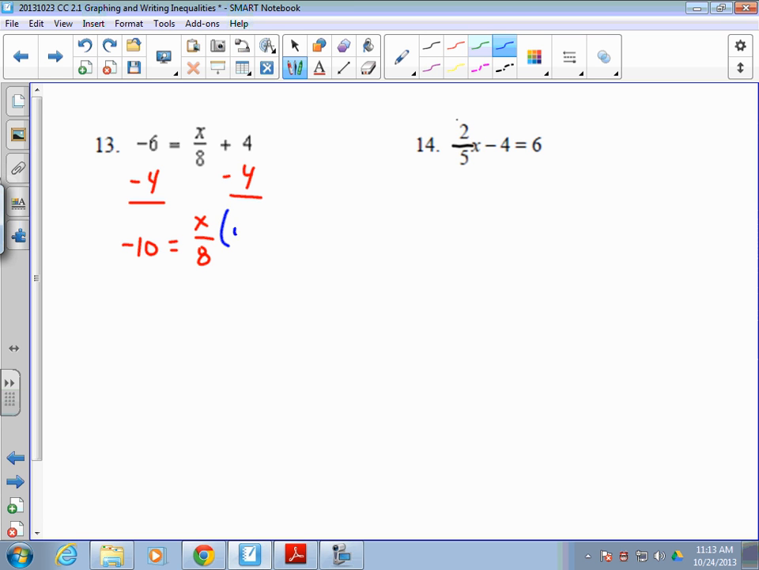Undo divide by 8 by multiplying. If you multiply to the right, multiply to the left. 8 times negative 10 is negative 80 equals x.